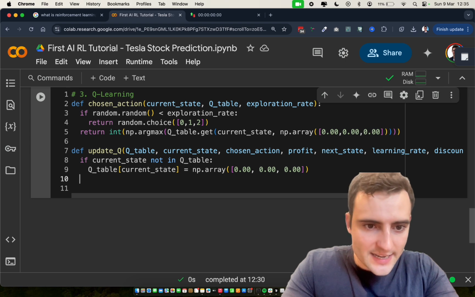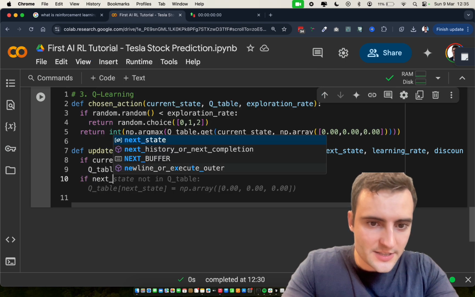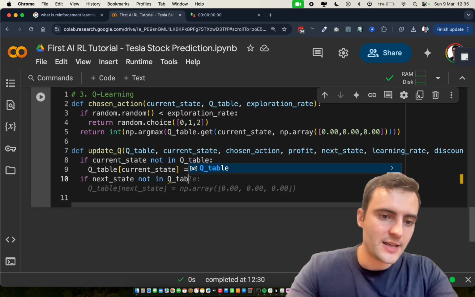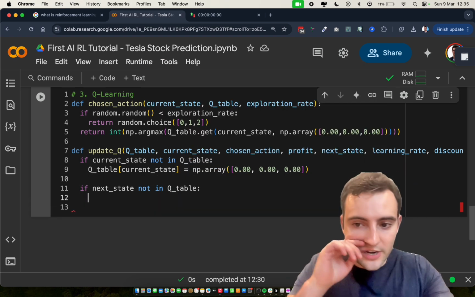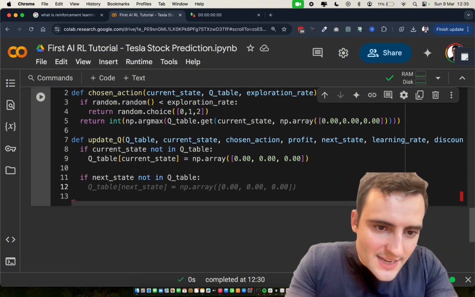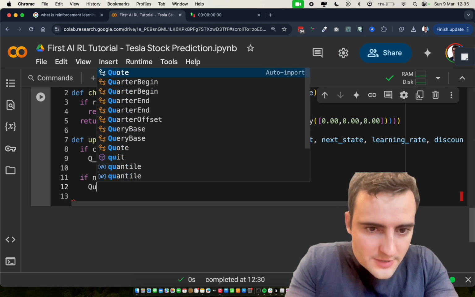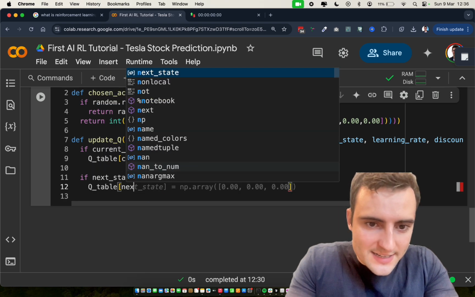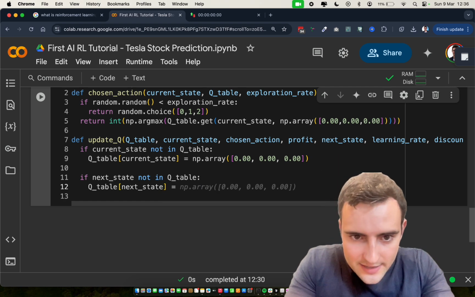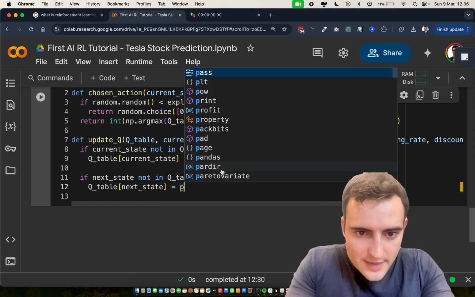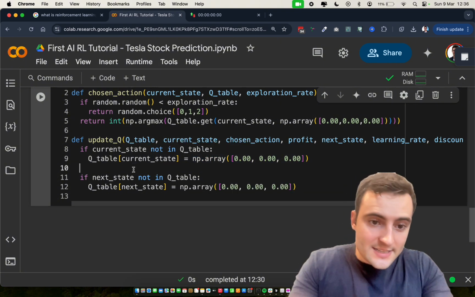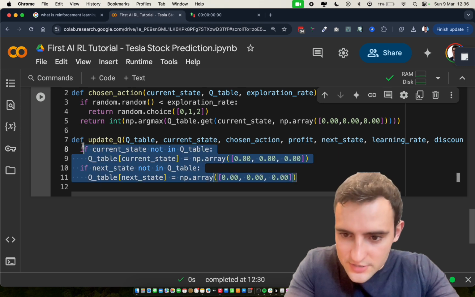If the next state is not in the Q table, so if the state after, right, which is after we've taken an action, right? So we know the past action we took and we know the consequence. So let's look at what happens as a consequence. So we do Q table next state equals np.array 0 as well. So we say, okay, if we haven't seen the current state, if we haven't seen the next state, let's define these both as 0.